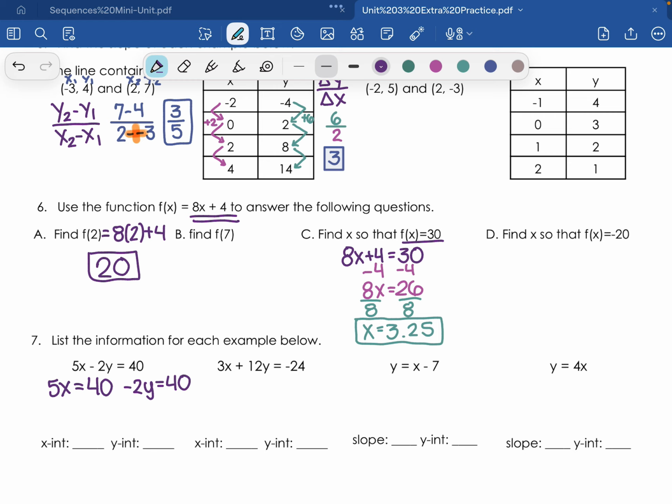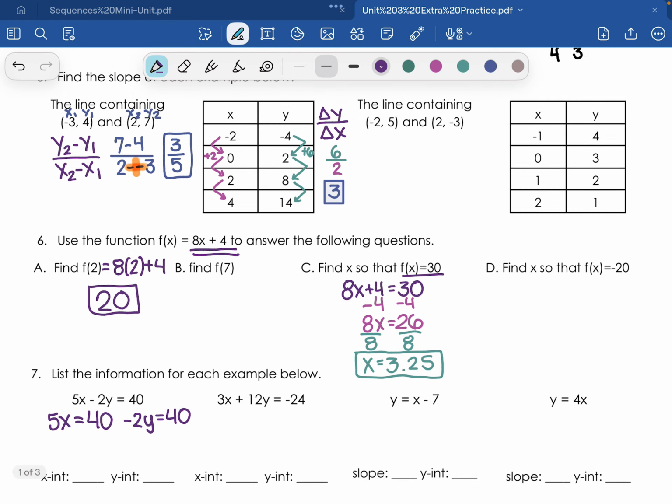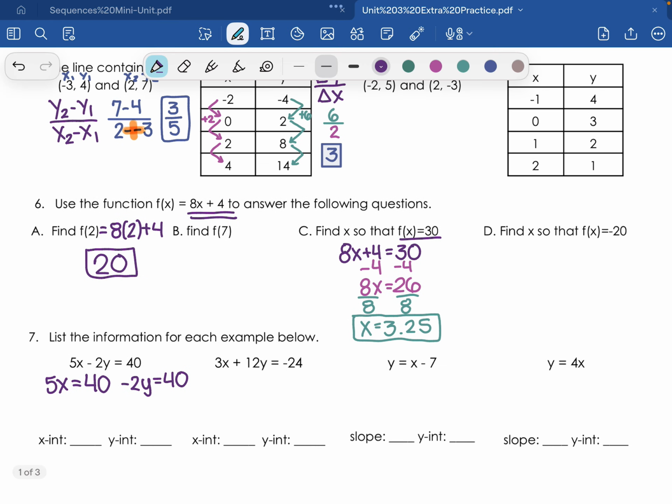Hopefully that kind of rings a bell for some of you, because now all you have to do is divide to solve it. So 40 divided by 5 would be 8, so our x-intercept is 8.